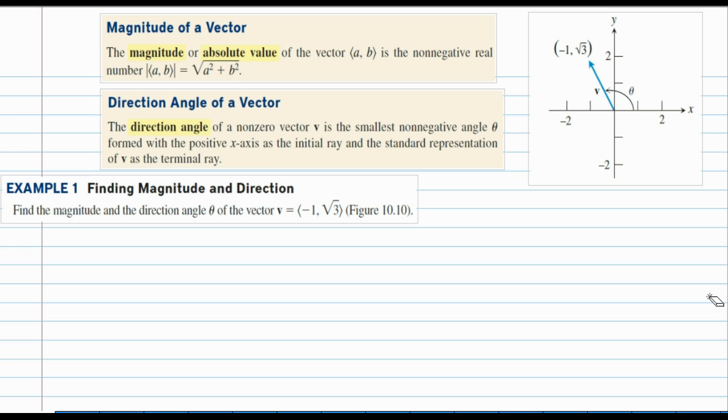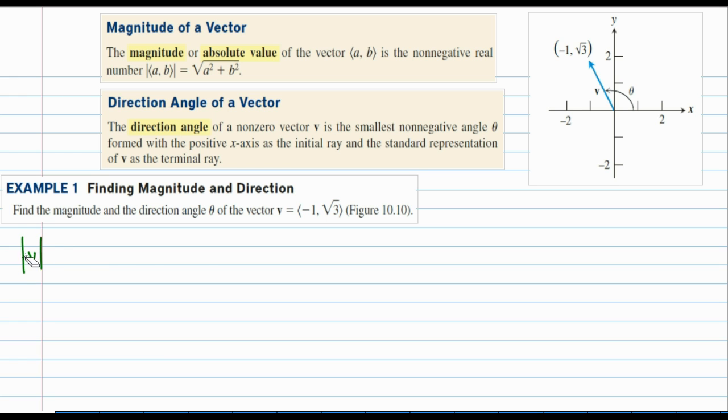So in example 1, we're going to find the magnitude and direction angle theta of the vector v, which equals -1 comma square root 3, and that's drawn right here. So we have the vector that starts at the origin and then goes out to the point -1 comma square root 3. Now the magnitude, or absolute value of the vector, is the non-negative real number, so the absolute value of a comma b. It's basically the length of the vector, which is why it's square root of a squared plus b squared. So let's find the magnitude.